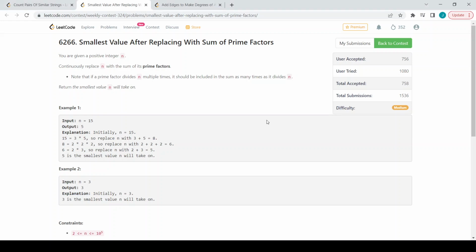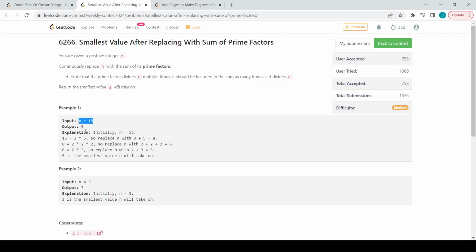So, welcome back to yet another problem of this weekly contest 324, and the problem is smallest value after replacing with sum of prime factors. It is a quite interesting problem. You are given a positive integer n. We are continuously replacing n with the sum of its prime factors. We want to return the smallest value n will take that we cannot factorize any further.